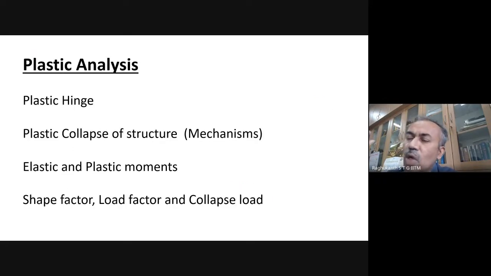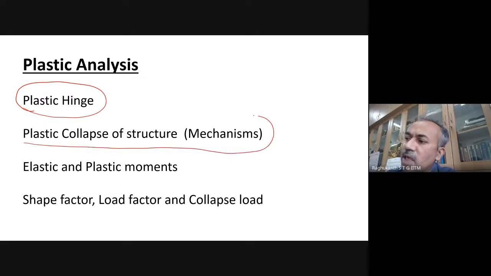So now in our plastic analysis, I have already told you the assumptions. The main concept is based on the plastic hinge: where the plastic hinge gets formed, and then finally the plastic collapse of the structure, how the structure will collapse. Because collapse means, for a statically indeterminate structure, one plastic hinge may not be sufficient. You may have to have multiple plastic hinges. That is what we call a mechanism. Mechanism means the failure of the structure: what type of mechanism it is going to follow to come to failure.